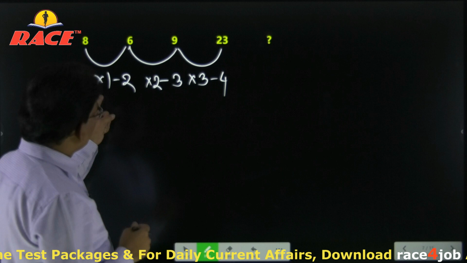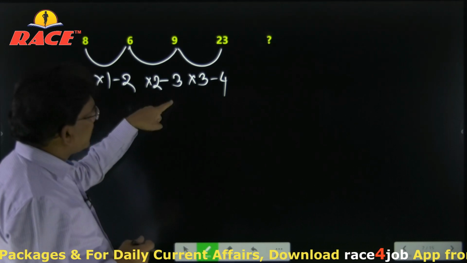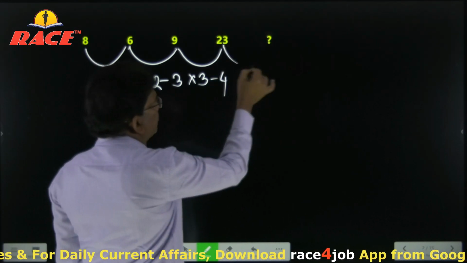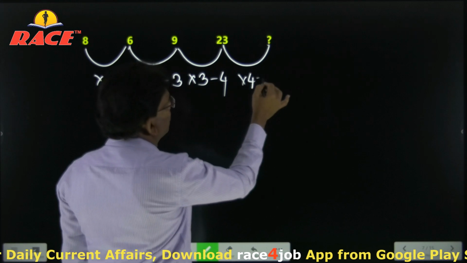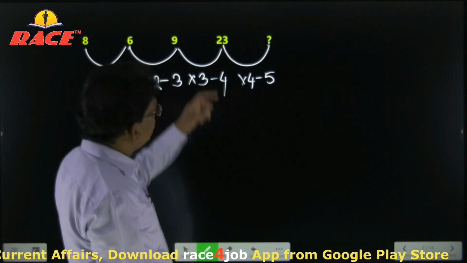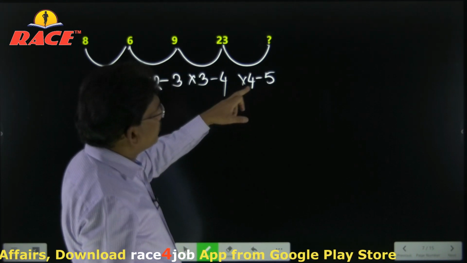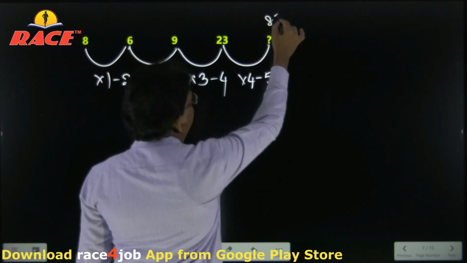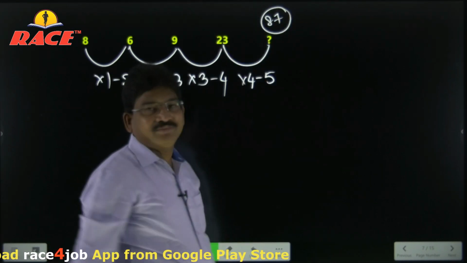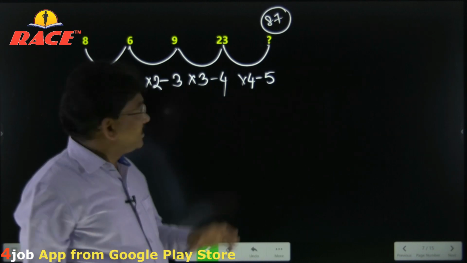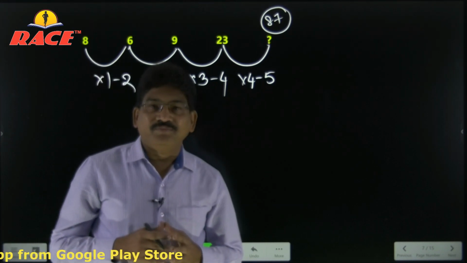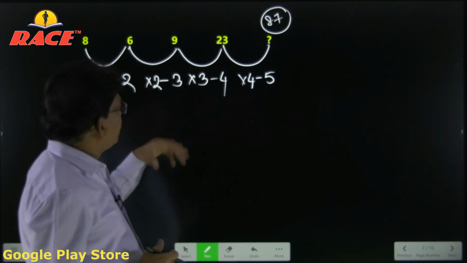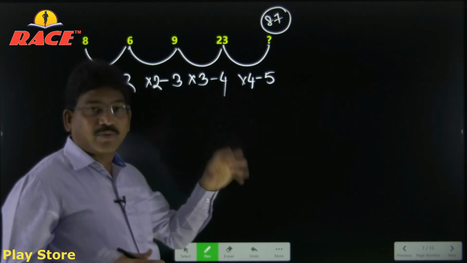Correct, no? Into 1, -2. Into 2, -3. Into 3, -4. So the next one should be into 4, -5. What is 23 into 4? 92. Minus 5, 87. So what is the missing number? 87. From these numbers only you have to find it out. So quickly: into 1, -2, into 2, -3, into 3, -4, into 4, -5.